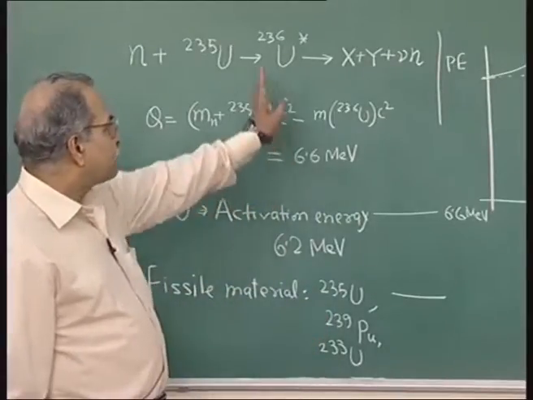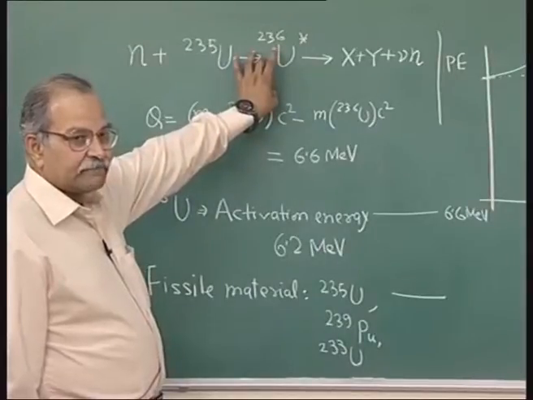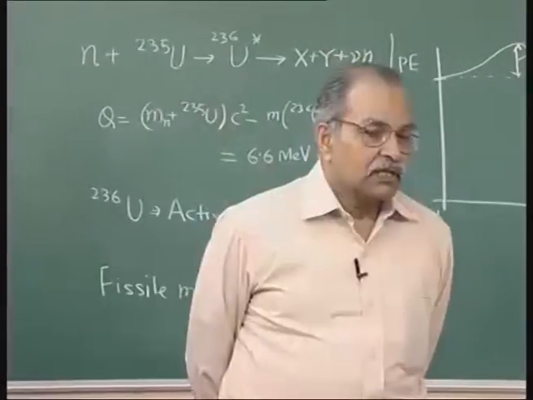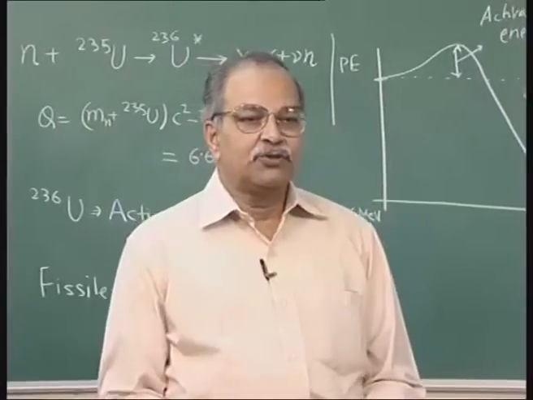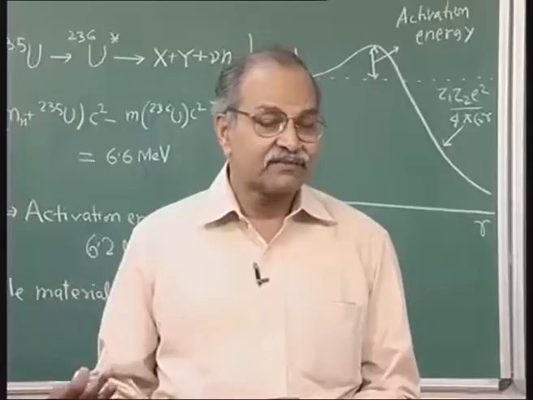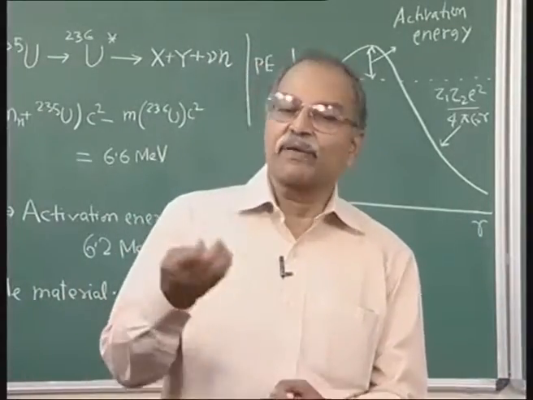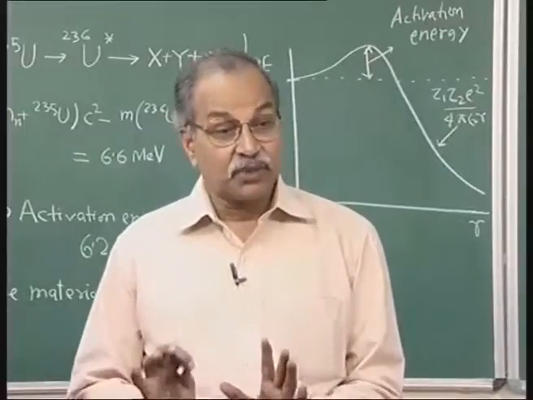Of course, apart from fission there are other possibilities. One possibility is scattering of neutron from this nucleus. Elastic scattering, right. So, neutron does not get absorbed and scatters. So, that is also possible.